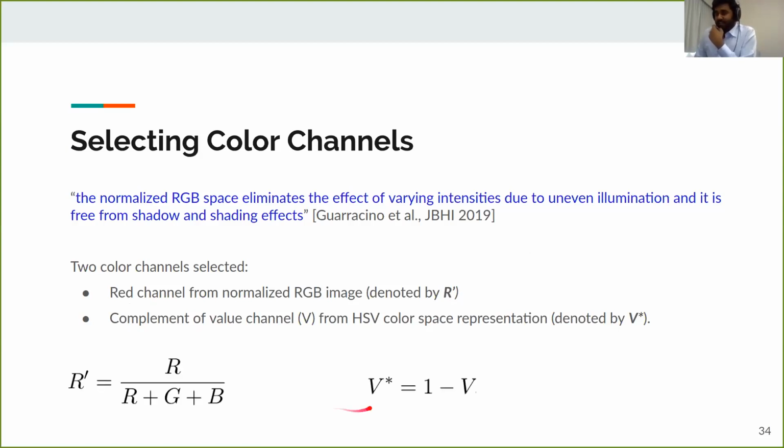And this is the complement of the value channel, but to obtain the value channel, we don't need to convert the entire image from RGB to HSV. It can directly be estimated using this formula, where M denotes the maximum number of gray levels in the image, which is 255 for an 8-bit color image.